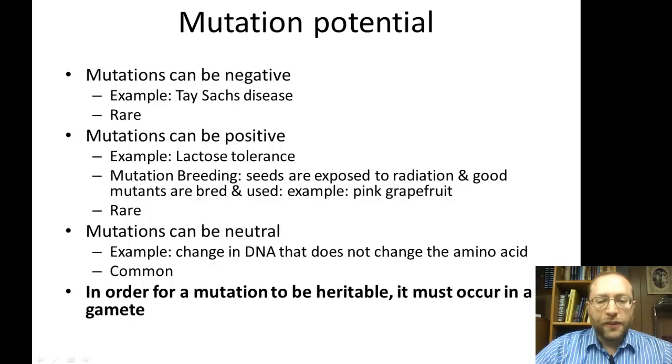One thing you really have to remember is this last line here, and make sure that's in your notes: in order for a mutation to be heritable, it must occur in a gamete. If it occurs elsewhere in your body, it can cause good things or bad things to the person's body, but unless it's in a sperm or an egg, there's no way it can get into the offspring.